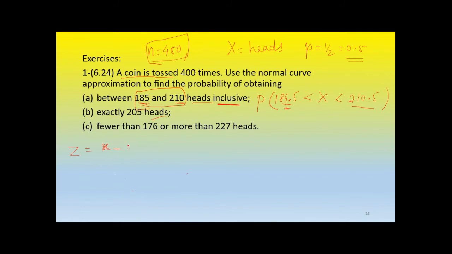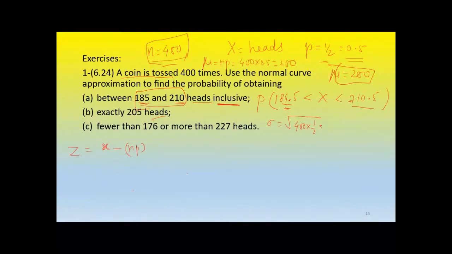Write x. np: n is given here, probability is given here. What is np? Mu, which is np. 400 into 0.5, which is 200. So mu is 200. What is sigma? Under the square root, n is 400, times half times half will be 100, and the square root will be 10. So we got mu and sigma.